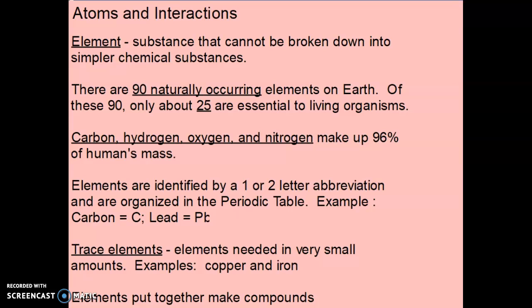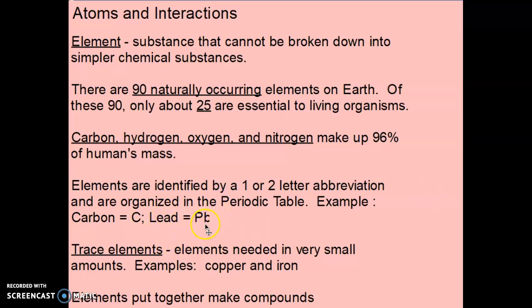So 96% of all living things are the four main elements that you've already had experience with when we did photosynthesis and respiration and the carbon and nitrogen cycle. Those are carbon, hydrogen, oxygen, and nitrogen. 96% of your mass. So if someone weighed 100 pounds, 96 of those pounds essentially would be carbon, hydrogen, oxygen, and nitrogen. Okay, and you guys are aware that we abbreviate them with one or two letters, and they don't always necessarily match what we call them.